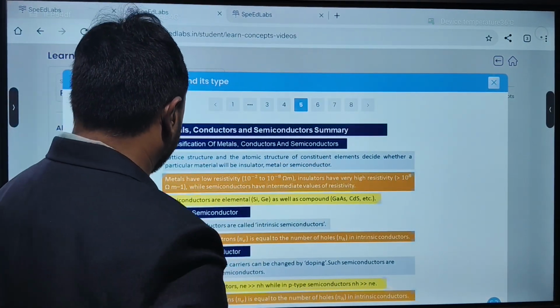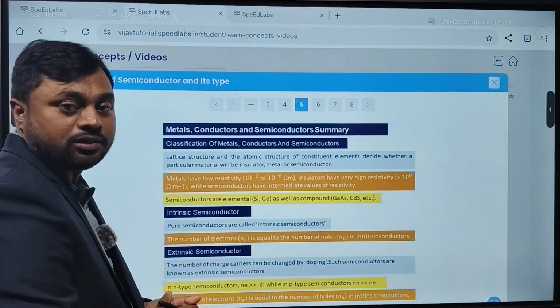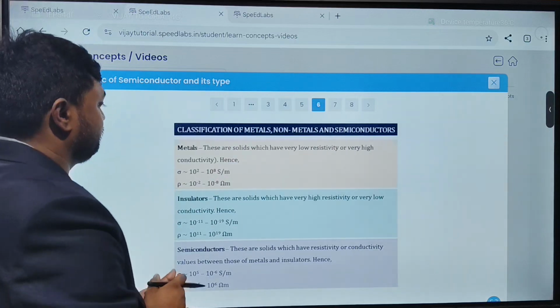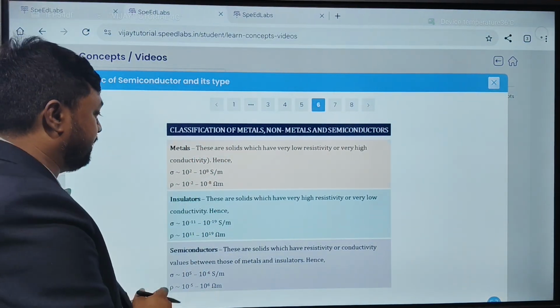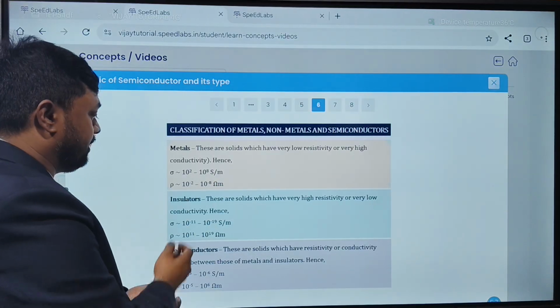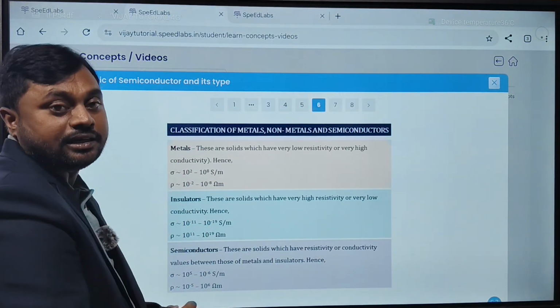You can go through the points which we discussed. You can take a screenshot. Metals conductivity, as already discussed in the beginning. The conductivity range and resistivity range for metals, which are conductors, insulators and semiconductors, is there.